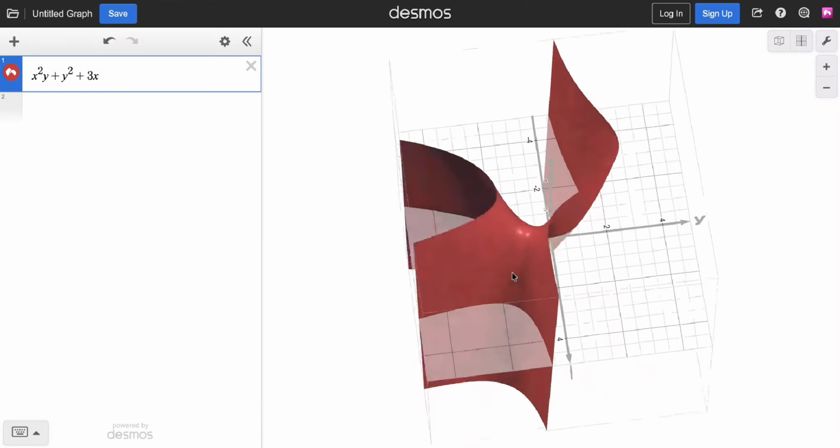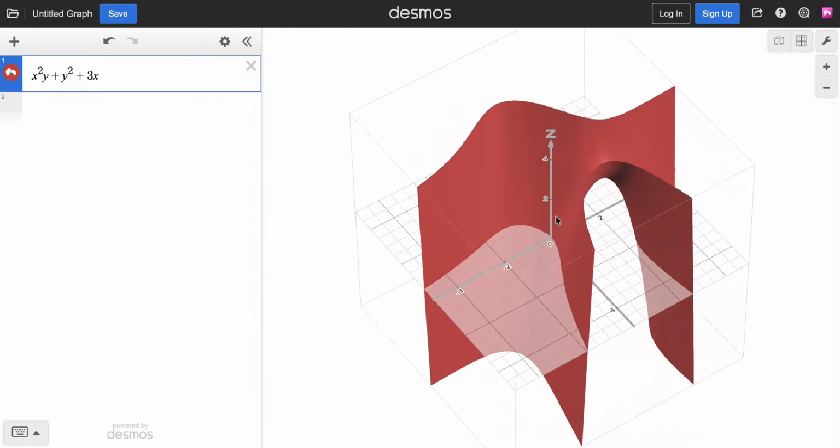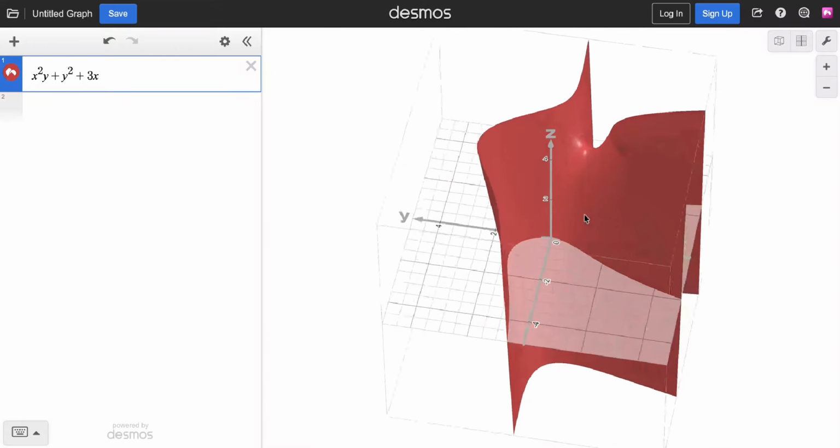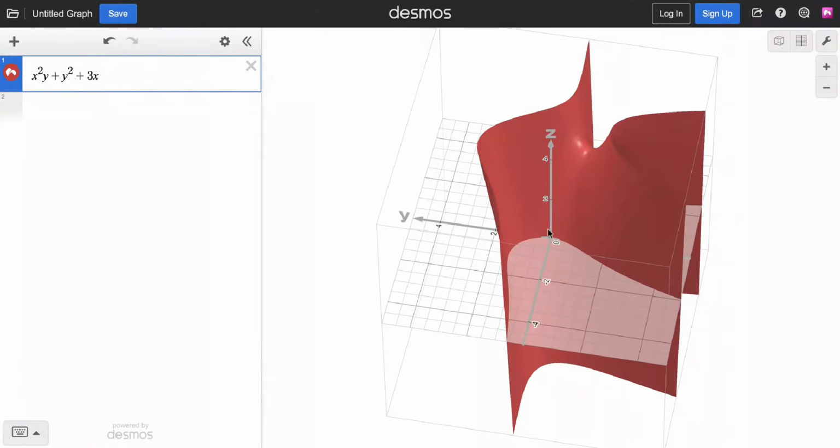So you can see this is my original function. And then I slice through the function where the height of the function is equal to 1, because for 3-dimensional functions, you have some input x comma y, and then the output z, which represents the height of the function. So when I have x squared y plus y squared plus 3x equal to 1, I'm trying to see all the points on the function where the height is equal to 1. So I'm taking a slice out of the function for where the height is equal to 1.